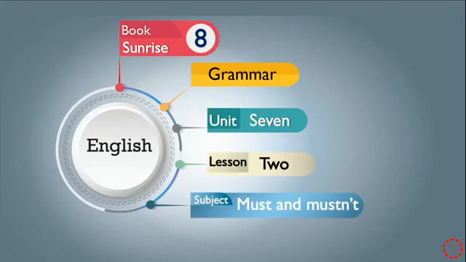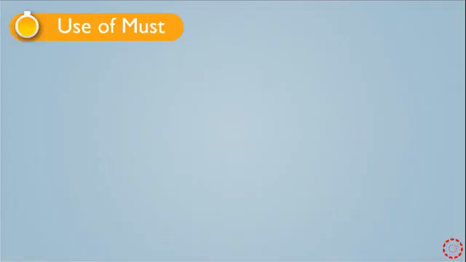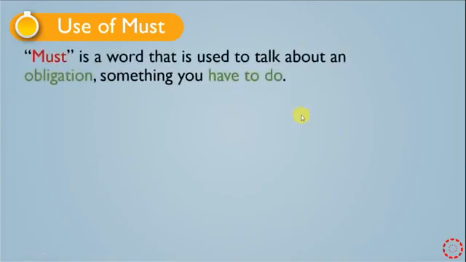Today in Unit 7, Lesson 2, we are going to talk about must and mustn't. Let's start with must. What's the use of must, or when do we use must? Must is a word that's used to talk about an obligation, something that you have to do. It means we can use must in a sentence to talk about something we need to do.